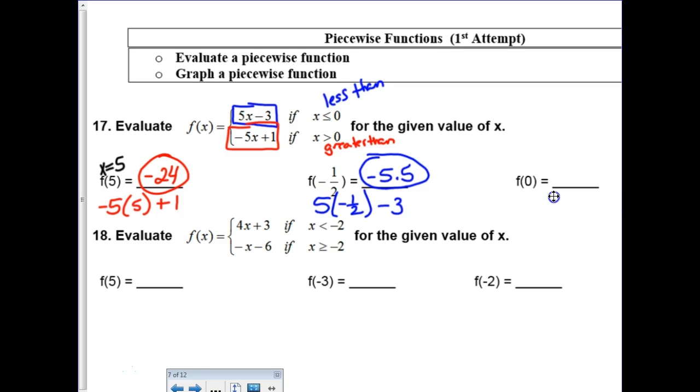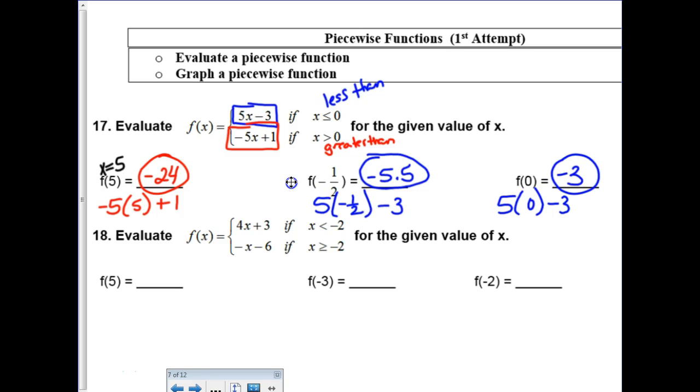And then what if I'm exactly equal to 0? Well, because this top function had the equal to bar for 0, we're going to use that top function this time. So 5 times 0 minus 3 gives me negative 3. So when evaluating a piecewise function, you have to make sure that you're looking at the proper part of the domain. I'm going to leave number 18 for you guys to try on your own.